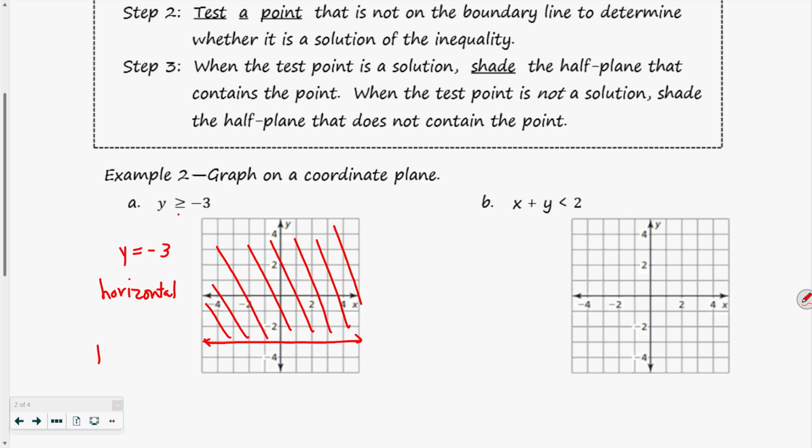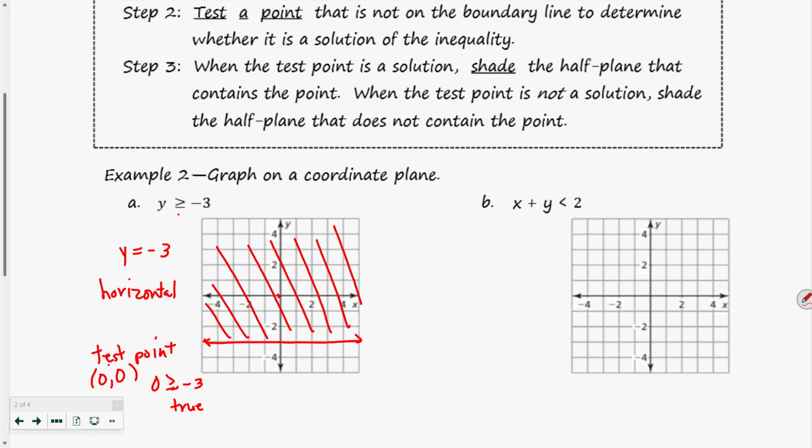We can pick a test point. The easiest test point to pick is 0, 0. So if I put in 0, 0, I get 0 is greater than or equal to -3, which I know is true. So 0, 0 here is above the line, and that matches with what I was just thinking, that everything above the line are going to be solutions to that inequality.